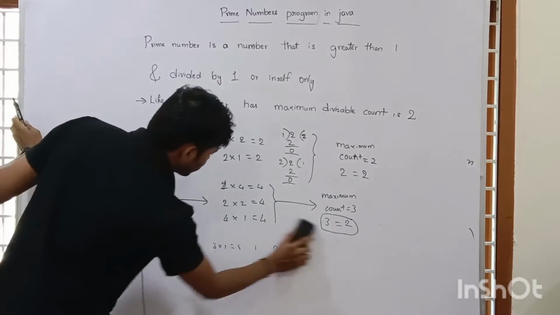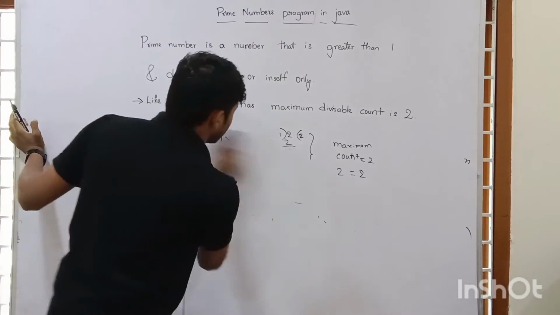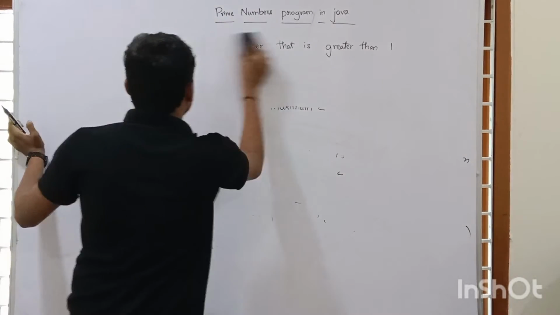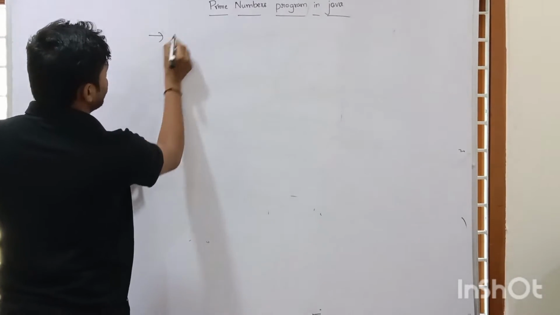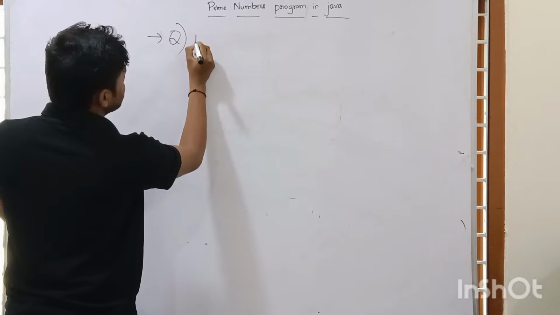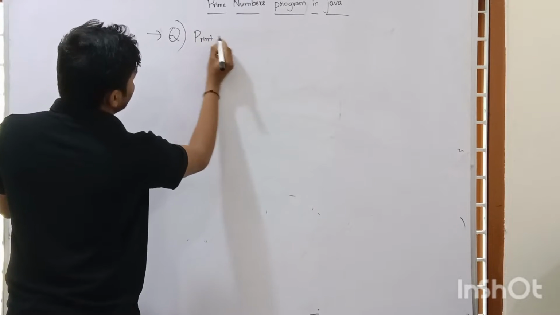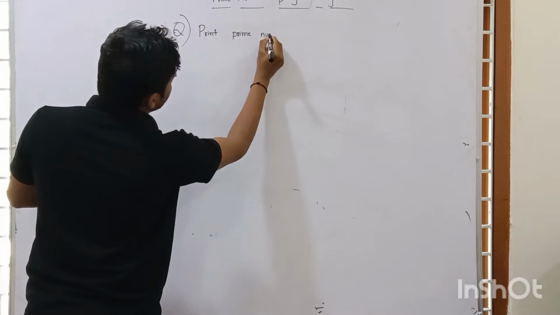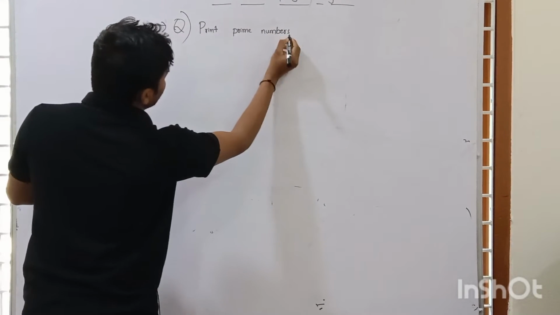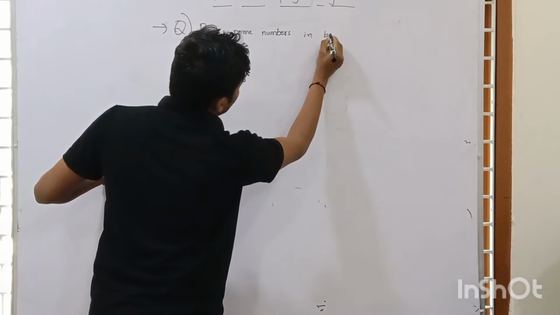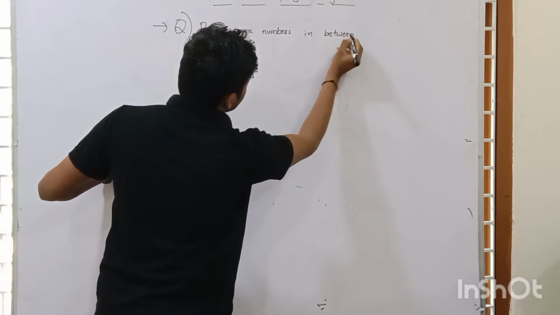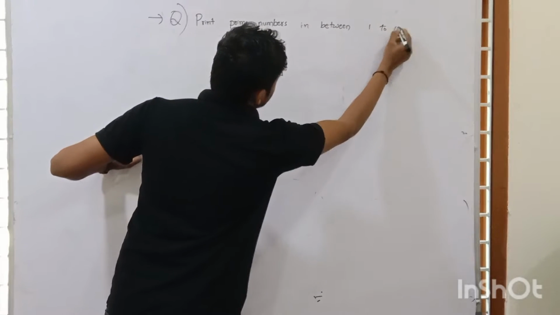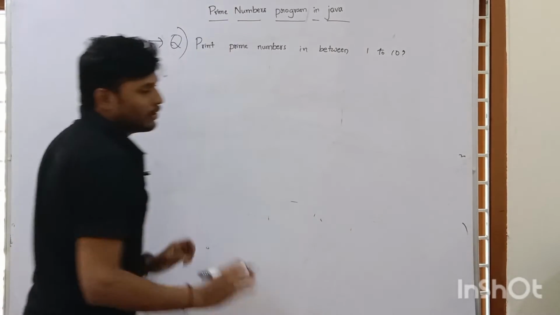So here I am erasing the whole thing. The interviewer asks the question: print prime numbers in between 1 to 10. This is the simple program the interviewer was asking.